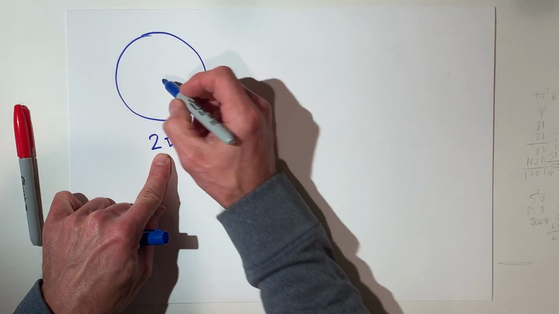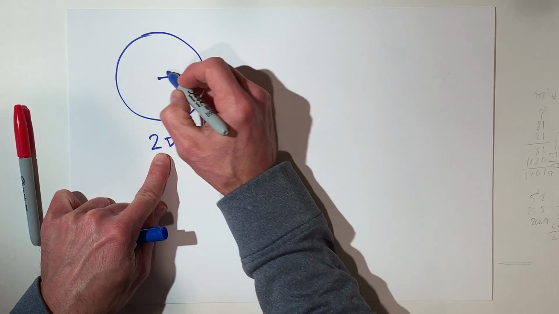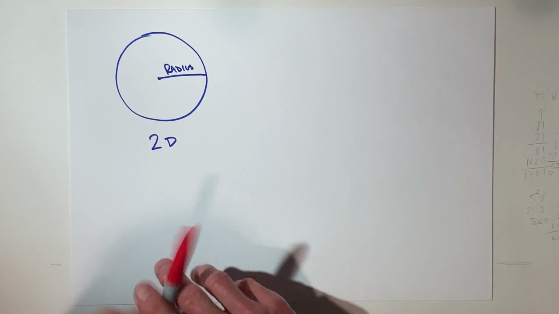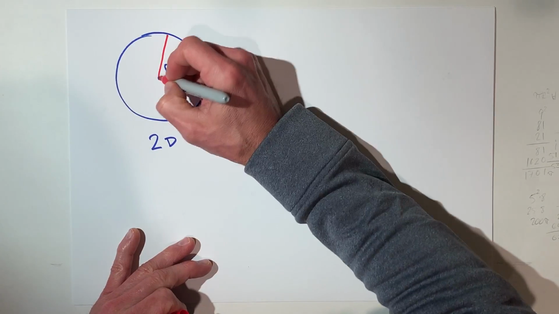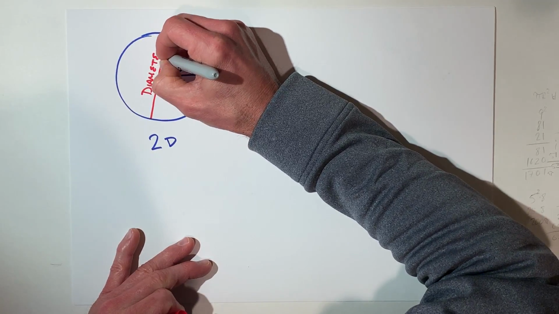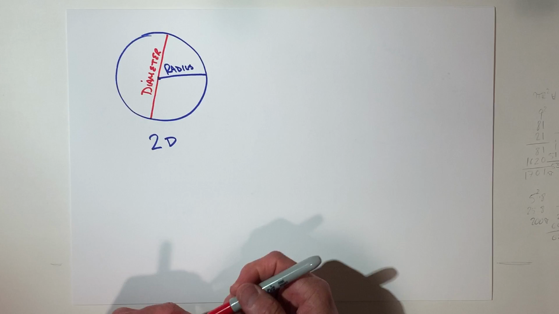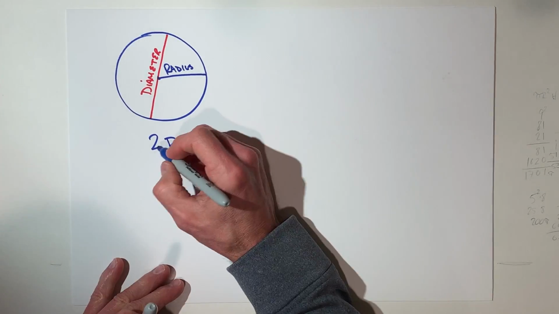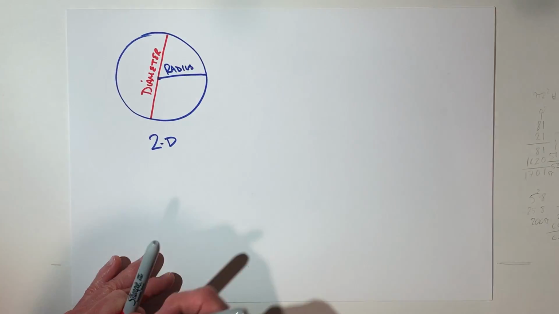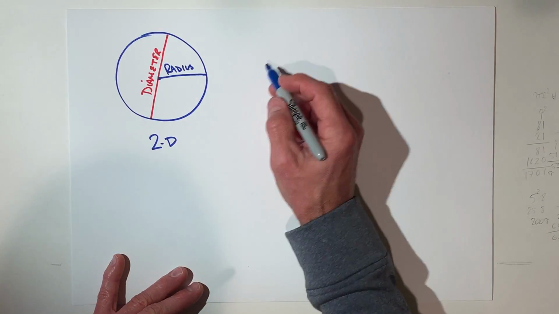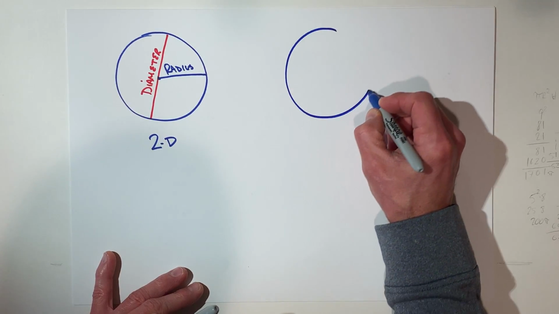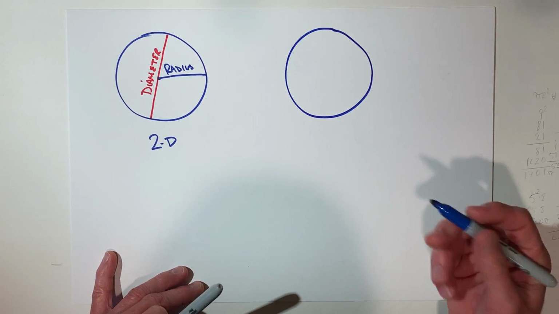A 2D circle would have a radius, or if I went the whole way through, it would have a diameter. 2 dimensions means it goes in 2 directions: left and right, and up and down. But let me see if I can draw 2 circles that are kind of circle-like. That's not too bad. All right.